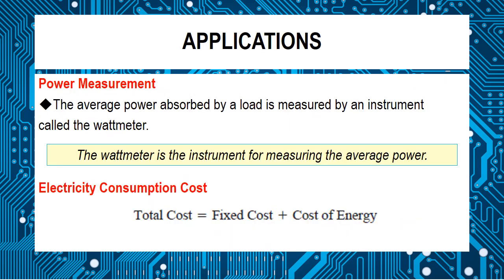Now we have here finally the application. So power measurement: the average power absorbed by a load is measured by an instrument called the wattmeter. We all know that wattmeter is the instrument for measuring the average power. For the electricity consumption cost, total cost is equal to fixed cost plus cost of energy.